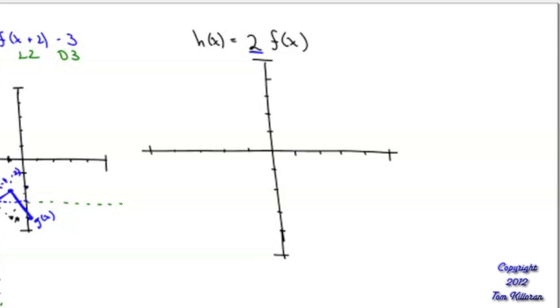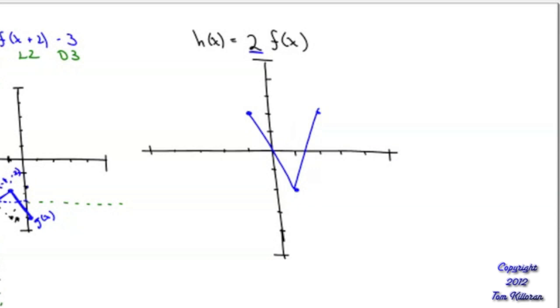So that coordinate -1, 1 becomes -1, 2. So we get -1, 2. This becomes our first point. 1, -1 becomes 1, -2. And 2, 1 becomes 2, 2. So we get this graph that looks like this.